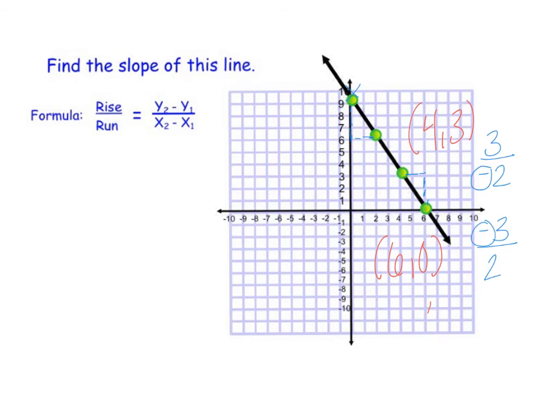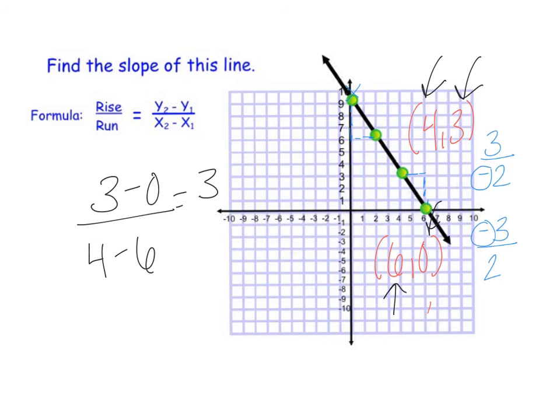So let's find the slope. Let's subtract our two y-coordinates, which are 3 and 0. So 3 minus 0. And then let's subtract our two x-coordinates, 4 minus 6. 3 minus 0 is 3. 4 minus 6 is negative 2. Notice I got the same answer.